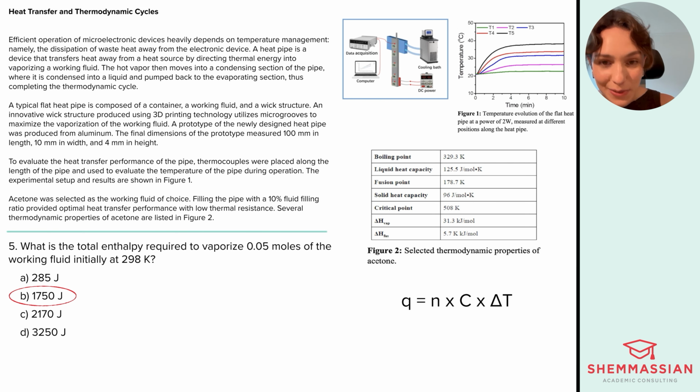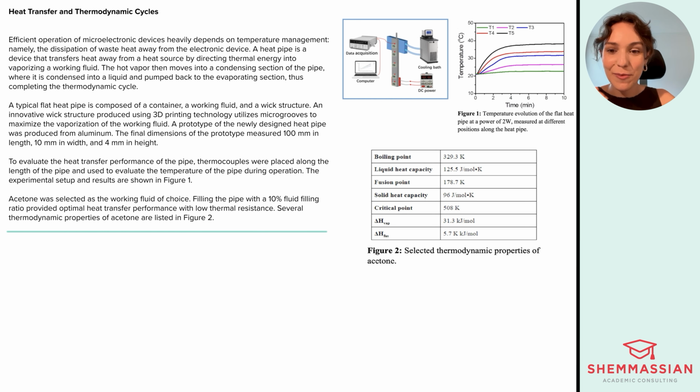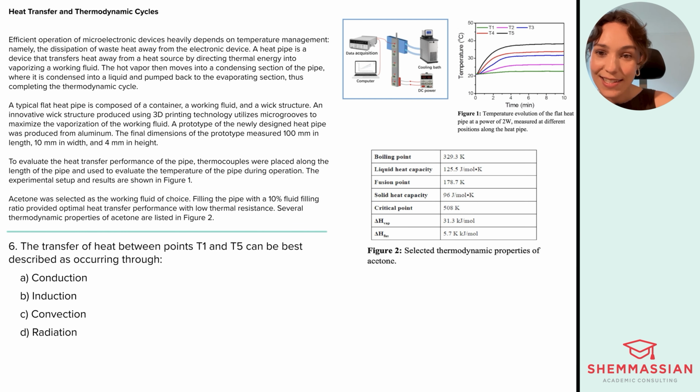Okay, we made it to the last question. So this is a fun little heat transfer problem. Question 6 asks, the transfer of heat between points T1 and T5 can be best described as occurring through A, conduction, B, induction, C, convection, or D, radiation. So let's just unpack what each form of heat transfer amounts to and then match it to what's occurring between T1 and T5.